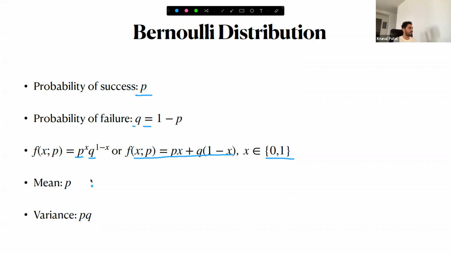And if you calculate the mean using expectations, then you get the mean as p and the variance will be pq, right? Again, it's a good exercise if you want to calculate all those things.